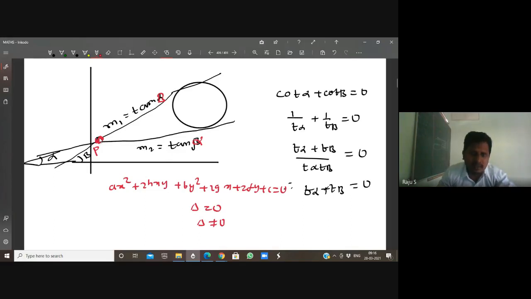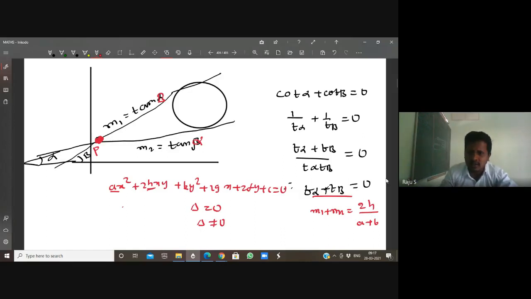In this case, especially, we are discussing a pair of tangents. When a second degree equation represents a pair of tangents, the sum of the slopes m1 plus m2 should be equal to 2h by a plus b. What is h here? 2h is the xy coefficient, and a and b are the x squared coefficient and y squared coefficient, right? So the sum of the slopes is given by 2h by a plus b. This is some advanced level concept.